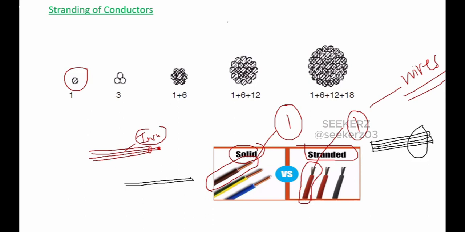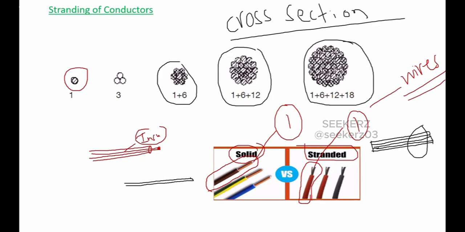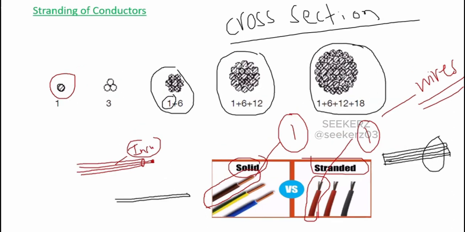When we take the cross section of this stranded, for this solid one, the cross section is like this. We have only one conductor, so this is our one conductive part. And normally we go for this type of circular cross section. In the middle we have one conductor, and around it we can find six conductors.